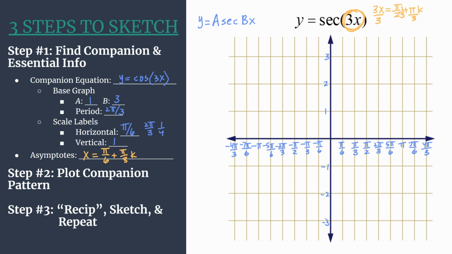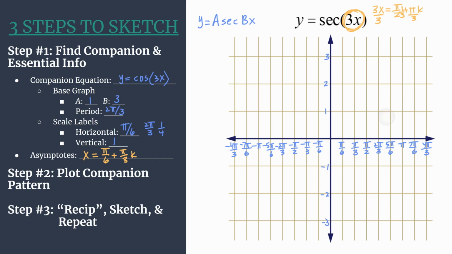All right, now we're ready to move on to step 2, where we plot our companion pattern. This is a relatively easy step, especially if you are confident with your cosine graphs. We know that the cosine pattern, an unreflected cosine with no negative out front, is going to be maximum, x-intercept, minimum, x-intercept. And each of those points will align nicely with our horizontal tick marks.